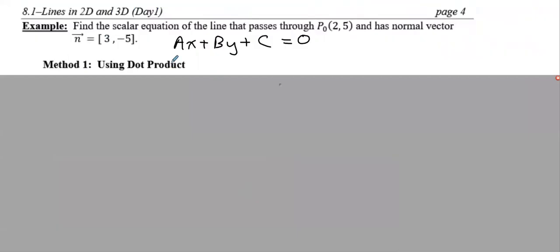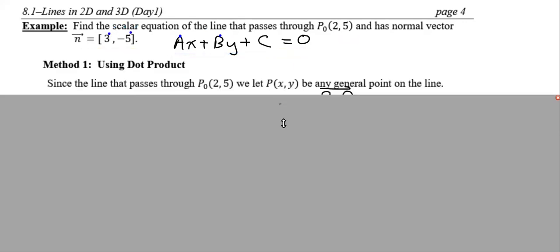Okay, a couple more things to get through. Find the scalar equation of a line that passes through this point and has a normal vector. So you want this. Now, there are different techniques to using this. And we saw earlier that the coefficients represent the values in the normal vector. We're going to do that in a moment.